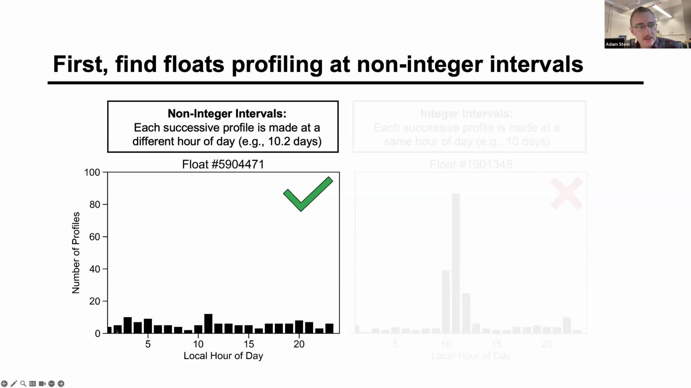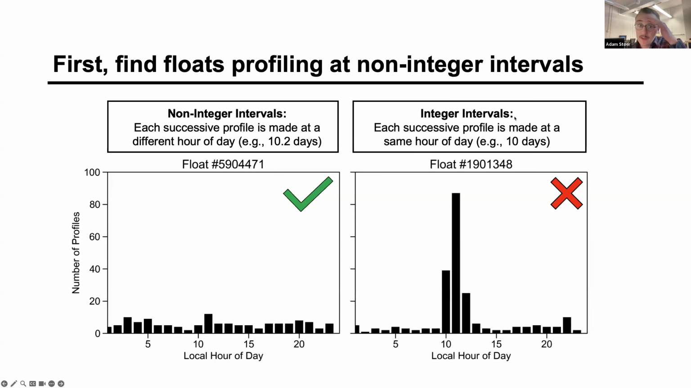In this case, in this histogram here, you have a float with profiles roughly taken equally throughout the day over its lifetime of several years. We're interested in using that kind of float for calculating an average daily cycle. And then in this other example here, this float is just profiling every 10 days, so it's almost always coming up at the same hour of the day.